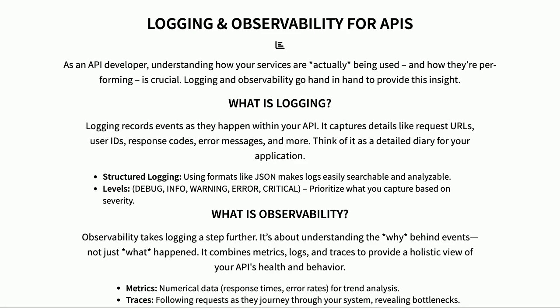Okay, let's talk about how to really understand what's going on with your API, specifically logging and observability. Logging is basically like keeping a detailed diary of everything that happens when someone uses your API: the URL they requested, who made the request, whether it was successful or not, and any errors that popped up. We want structured logs using JSON so we can easily search them later.